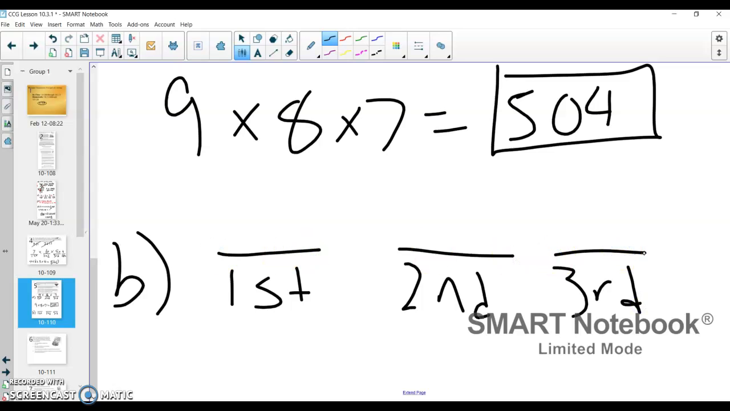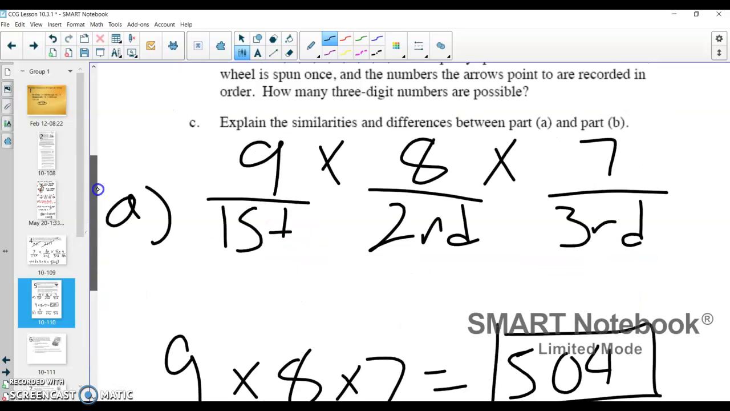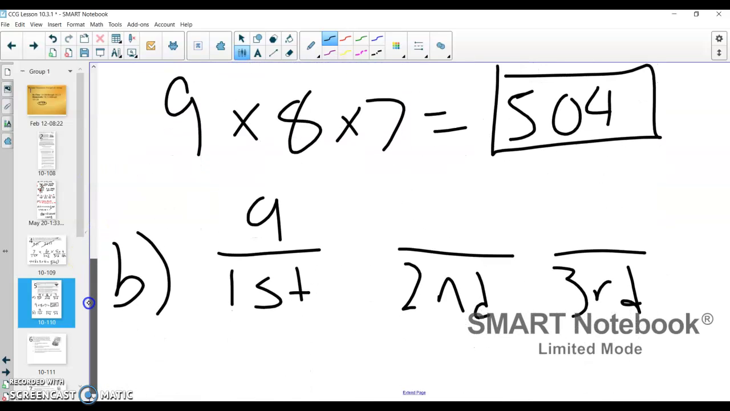Okay. In the first spin, you have 9 possible numbers it could land on, 1 through 9. Second spin, same thing. You have 9. Third spin, you have 9 because they're 3 separate wheels, numbers 1 through 9, and numbers can be repeated. All right.